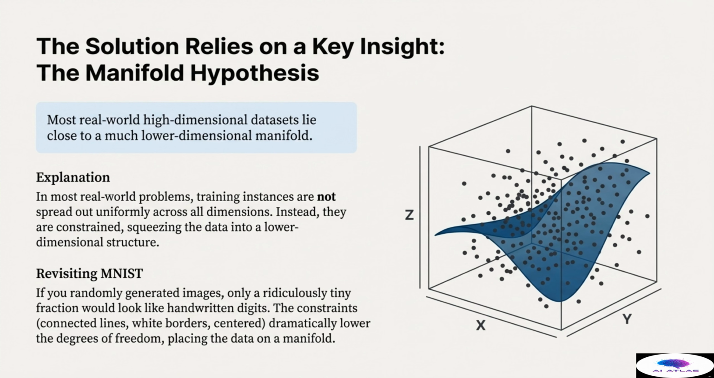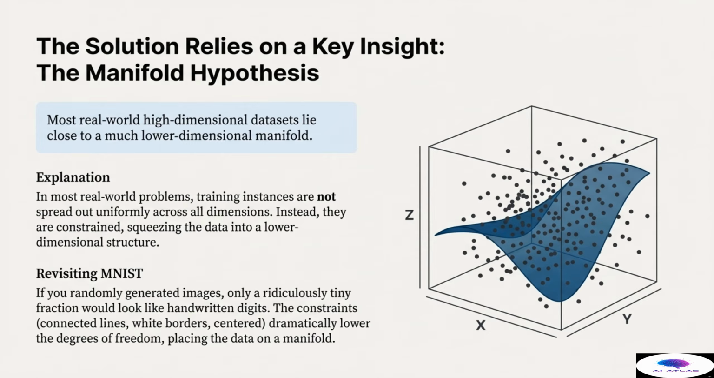This is the explanation. In most real-world problems, the training instances are not spread out uniformly across all dimensions, as that would imply total randomness. Instead, they are highly constrained by the nature of the data, effectively squeezing the data into a lower dimensional structure embedded within the high-dimensional space.